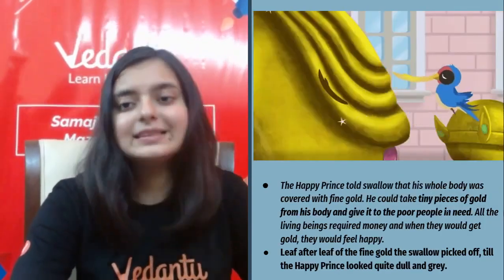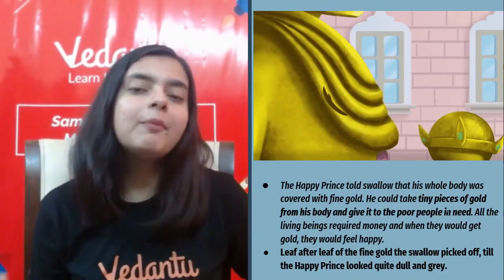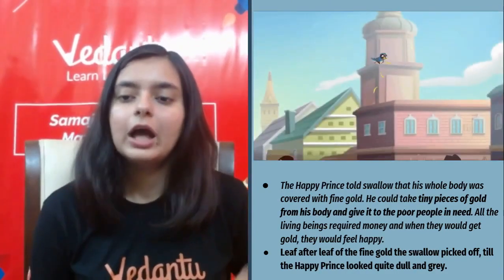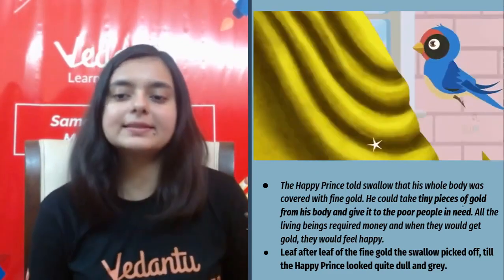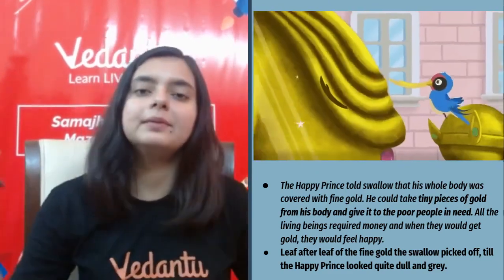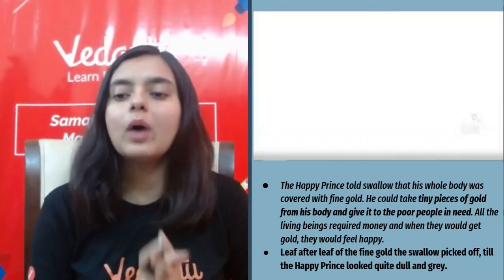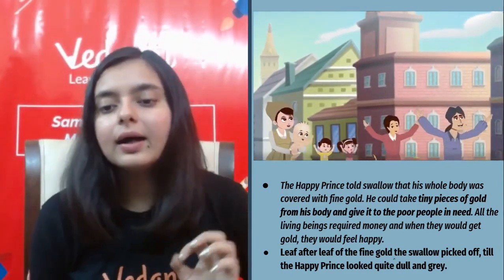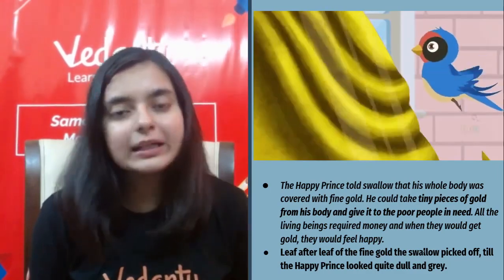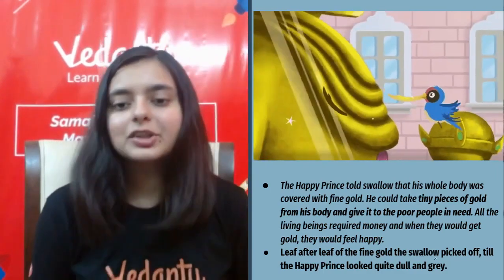Now the happy prince said that his entire body was covered with gold. So the swallow could peel off the gold, take the tiny pieces of gold and distribute them to the poor people who were in need. Leaf after leaf, the fine gold was picked off from his entire statue.